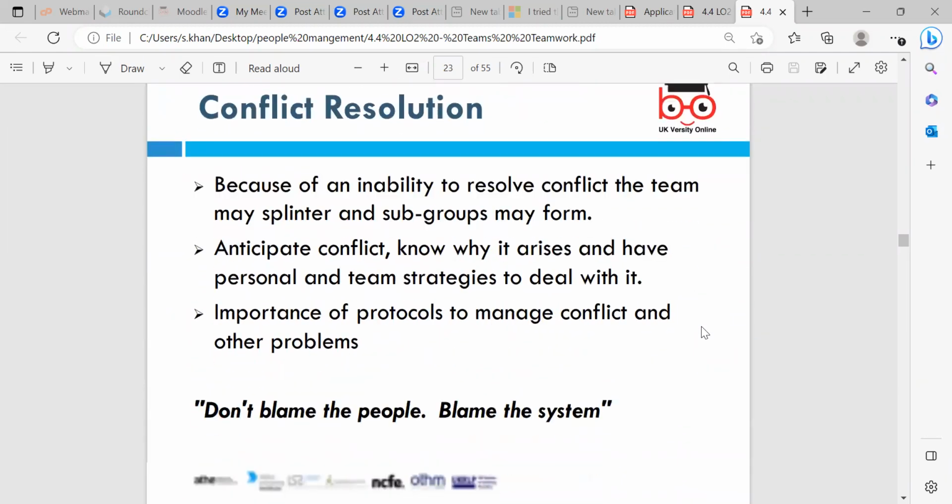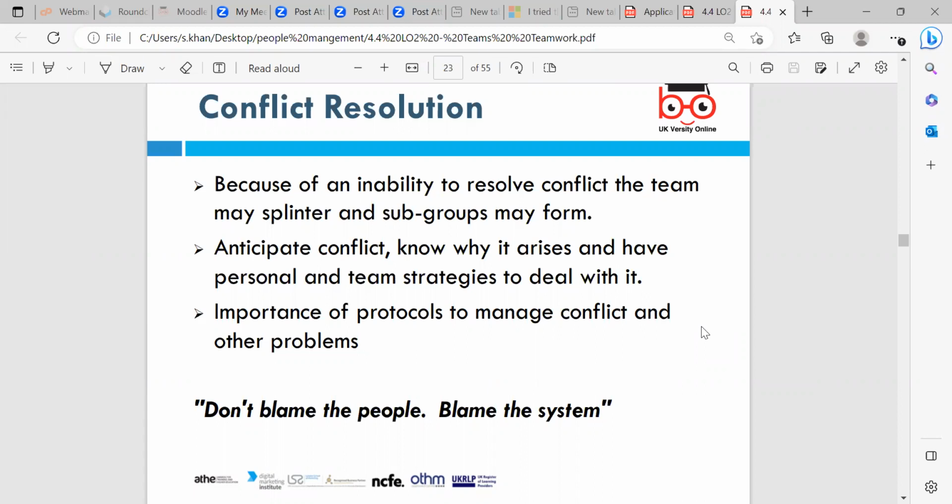Conflict resolution. Because of an inability to resolve conflict, the team may splinter and subgroups may form. So, you want to stick to someone who knows something, and then that person may not be someone you are able to get on with. And so what happens is groups tend to separate and have their own little groups.